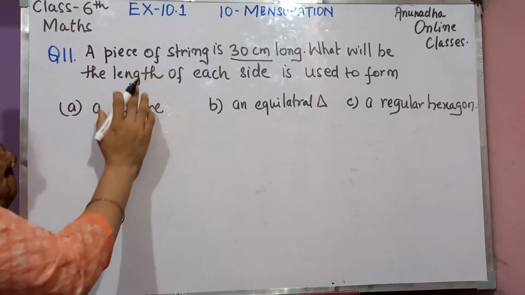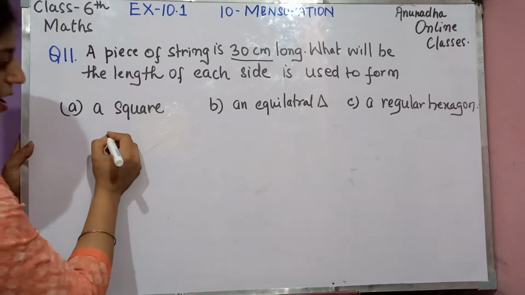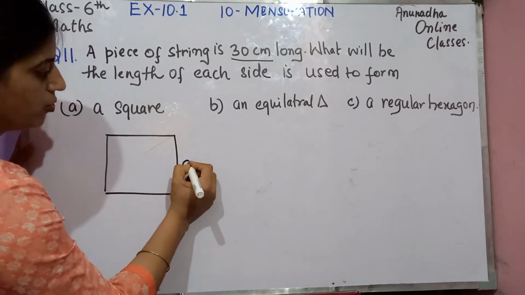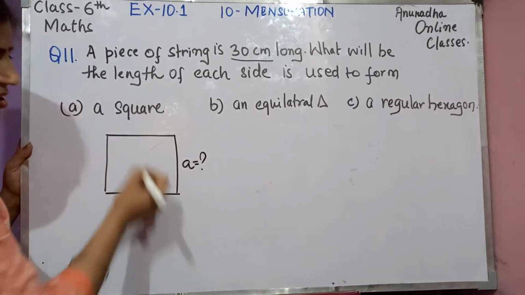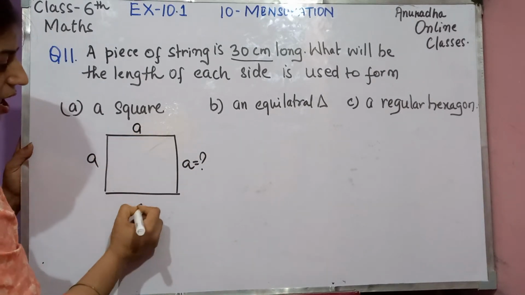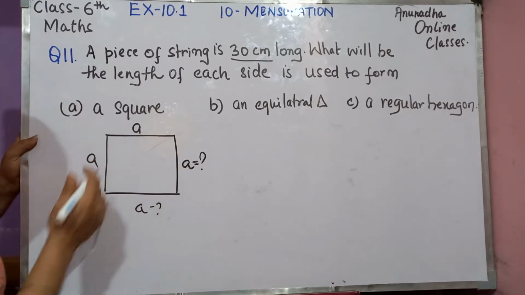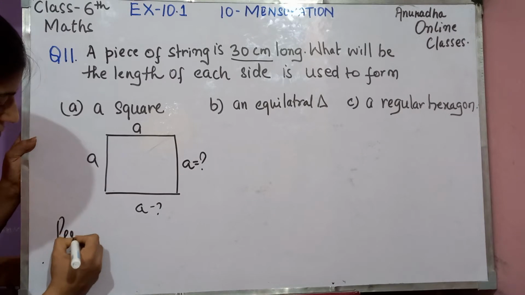Firstly, we have bent that, we have formed that a square. We don't know what is the side. This is A. We don't know the side. Side we are taking A. Now, we know that perimeter.